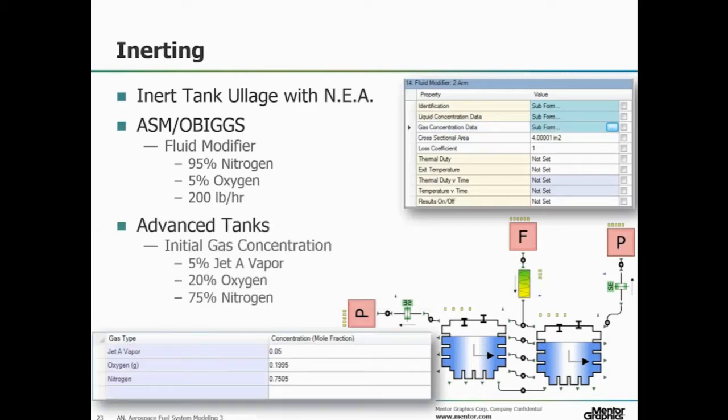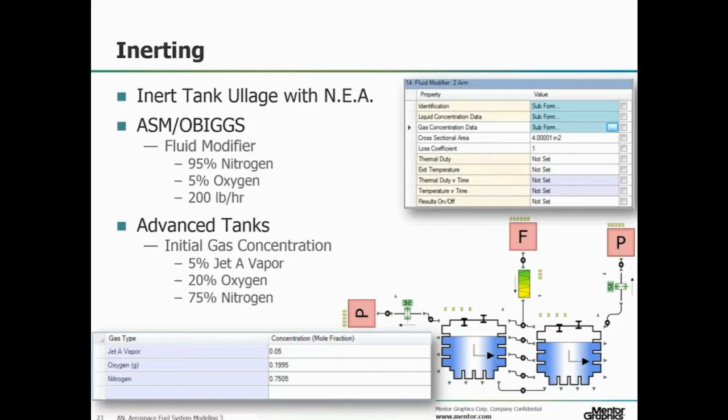We'll then feed the inert gas from our simulated air separation module into both tanks through a common gas connection point in the vent system. With the advanced tank component, we can set an initial gas concentration in the tank, so we'll set that to the upper flammability limit of Jet A of 5% as a worst-case condition.